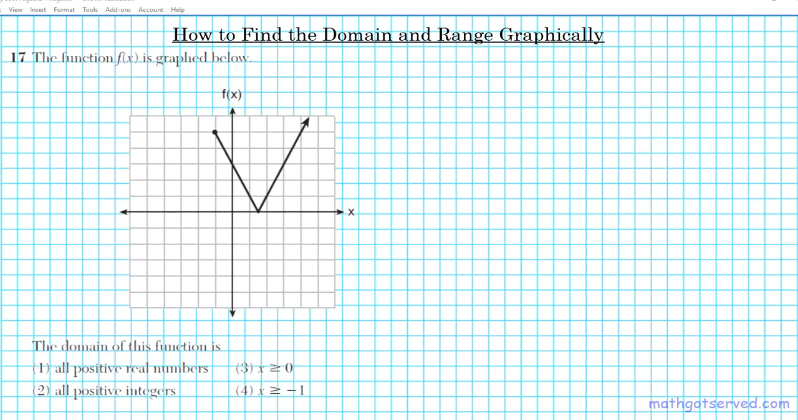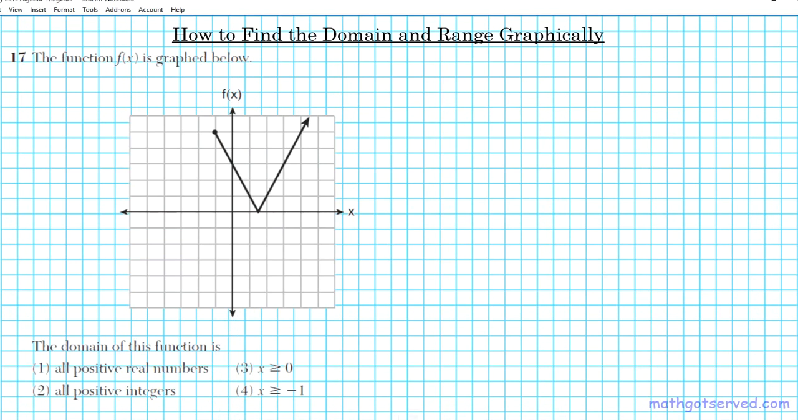Let's take a look at question 17. In question 17, we're going to be learning how to find the domain and range of a function graphically. Question 17 says the function f of x is graphed below. So this looks like part of an absolute value function.